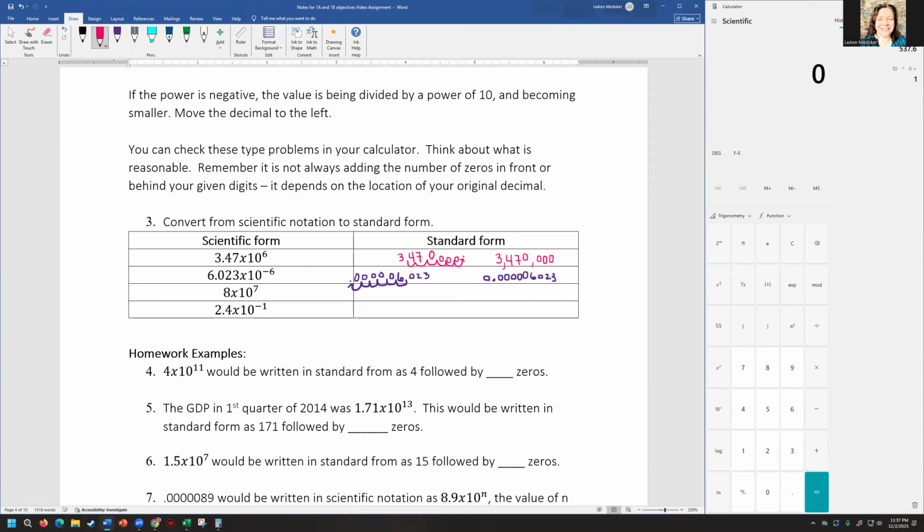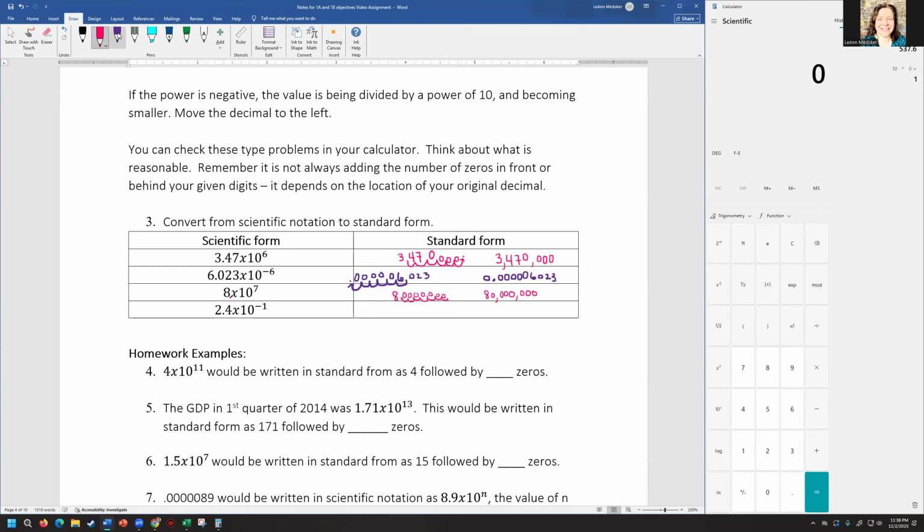And then this one has a 7 on it, so that's positive. The decimal is currently after the 8 since we don't see it. So this is just going to be adding 7 spots to the right. 5, 6, 7. So we're going to fill in with 1, 2, 3, 4, 5, 6, 7 zeros. This is 80 million if we write it with its commas.